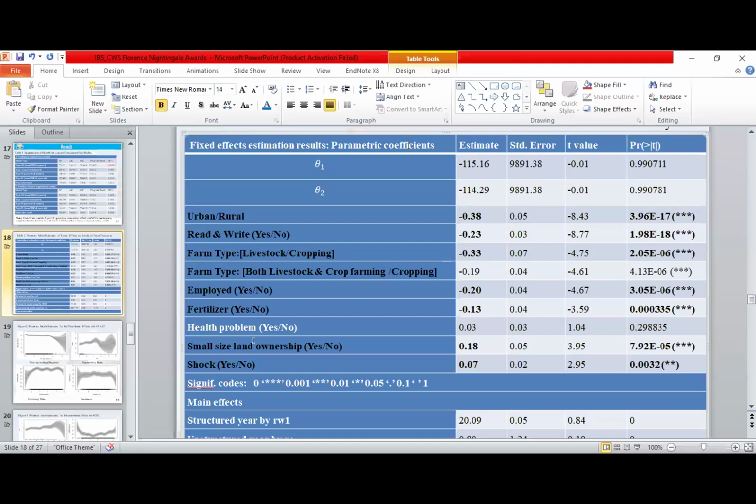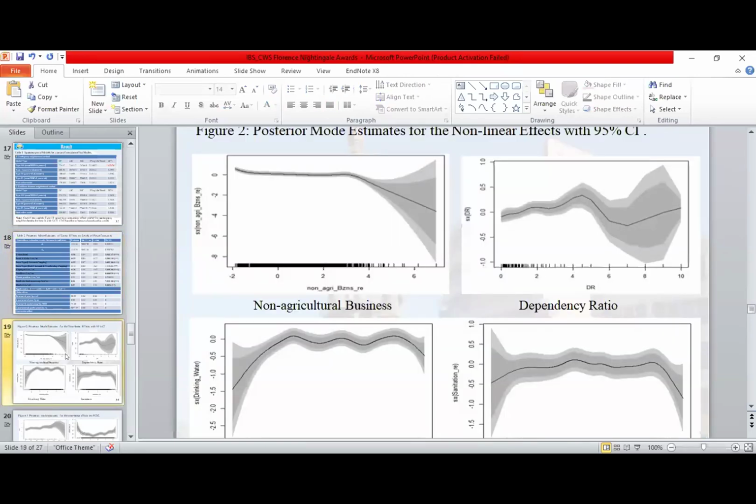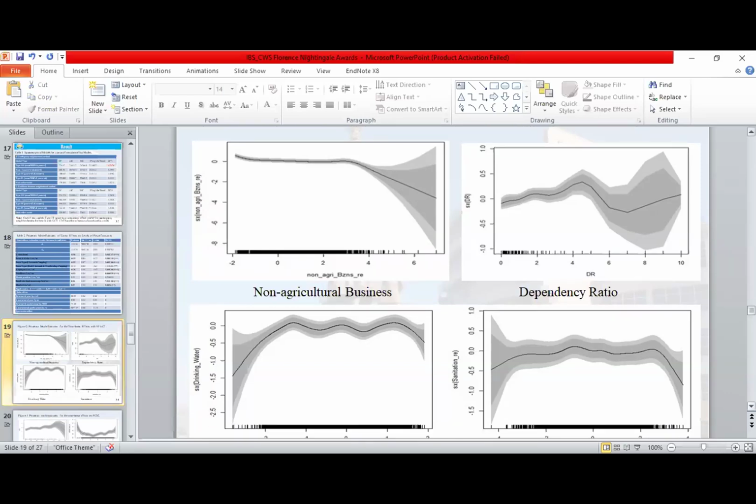But when we come to the nonlinear effects, as you have seen here from the graph, for a household having a non-agricultural business, its food insecurity declines, but for those households having more than 3, the food insecurity declines faster. And again, the dependency ratio in the household has an increasing effect, but up to 4, it has an increasing effect, but after that, the effect is complicated or difficult to interpret here.